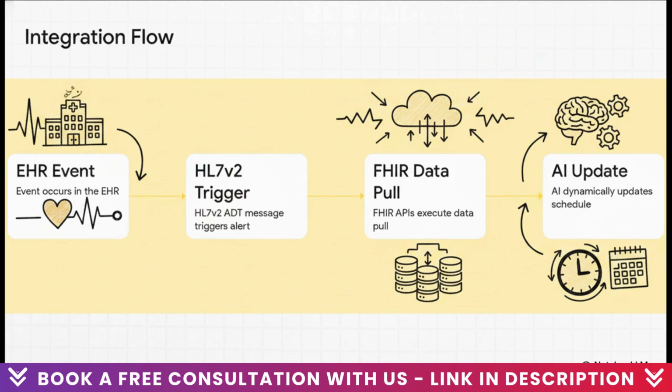Step 1. An event occurs in the EHR, like a surgery being scheduled or a sudden change in a patient's status. Step 2. An HL7v2 ADT message acts as an immediate trigger, alerting our system. Step 3. That trigger tells our FHIR APIs to execute a real-time data pull, ensuring the model has the absolute latest clinical picture. And finally, Step 4, the AI dynamically updates the schedule based on this fresh data. It is a seamless, real-time synchronization loop that just never stops.